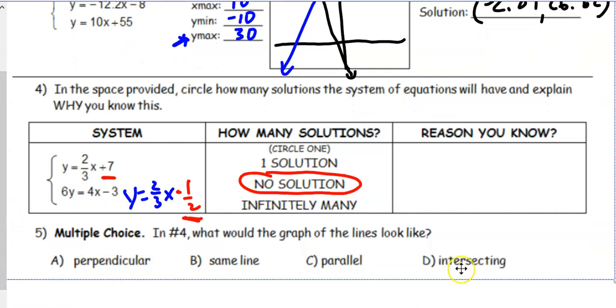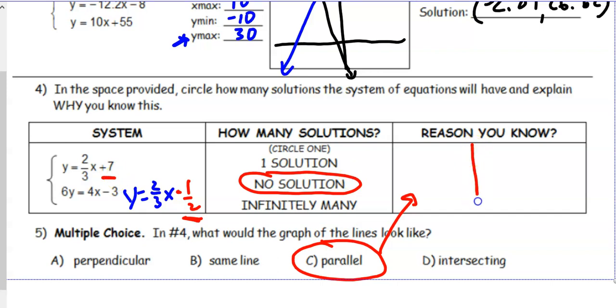you have what kind of lines here, which is exactly what number 5 is. Perpendicular, same line, parallel, or intersecting. We actually have what we call parallel lines, which is the exact same reason we have no solution here. These lines will never cross if you graph them.